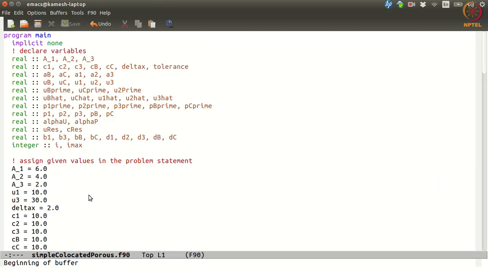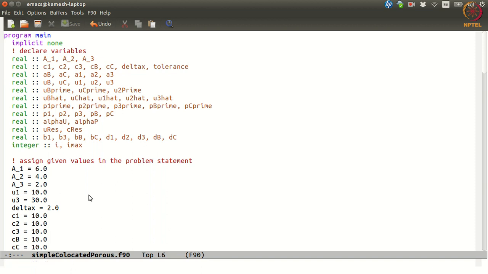This code is now again also written in Fortran. We will try to understand and draw correspondence between what we have derived and this code. So essentially this part is the declaration of variables. A1, A2, A3 are your areas. Then C1, C2 and so on, delta X and tolerance: these are the porosity constants, the delta X and tolerance.